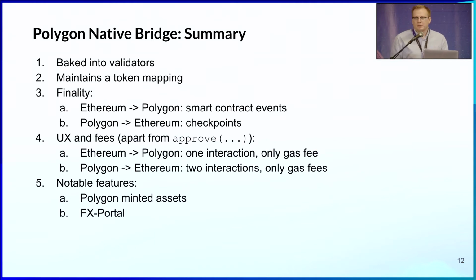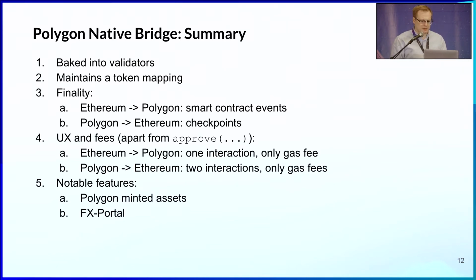So in summary, how does this bridge work? Well, it's mostly baked into the validators. Not surprising, Polygon built this thing. They have validators, might as well put them to use. It maintains a token mapping between assets on either chain, and finality depends on other events in the Ethereum context or checkpoints in the Polygon context.